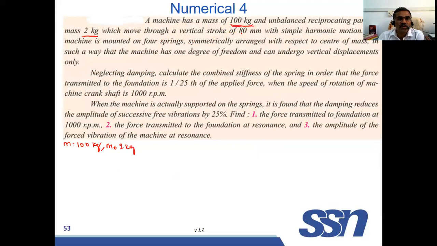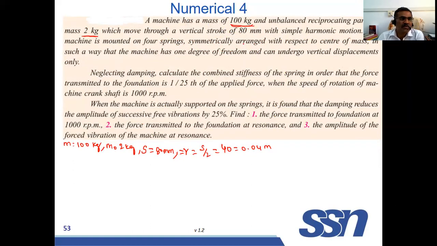It moves through a vertical stroke of 80 millimeter. Stroke is equal to 80 millimeter. What is the relation between the stroke and the radius? Already we have discussed: R is equal to S by 2. So R is equal to 40 millimeter, that is equal to 0.04 meters.